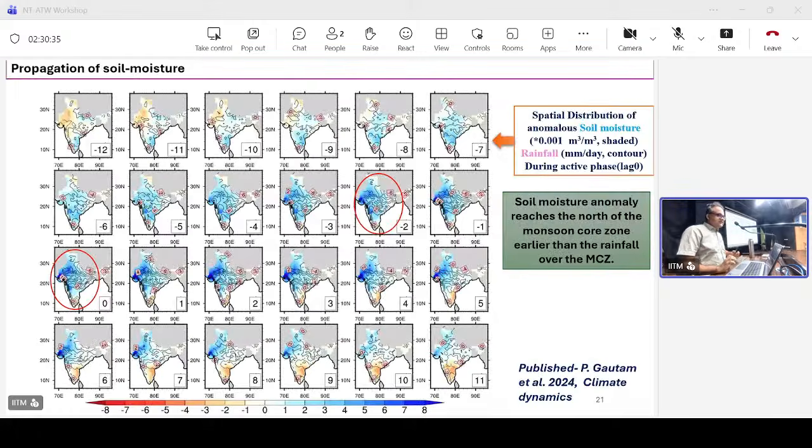Now, from observation, let us see how it goes. This is again the lag composite plot. It starts from lag minus 12 days, and this is lag 0. As you can see, the black contours are rainfall, which is strong and covers all over India. But the shading is the soil moisture, and again, soil moisture is not propagating uniformly over all parts of the country. This side gives a stronger soil moisture component, and this side does not.